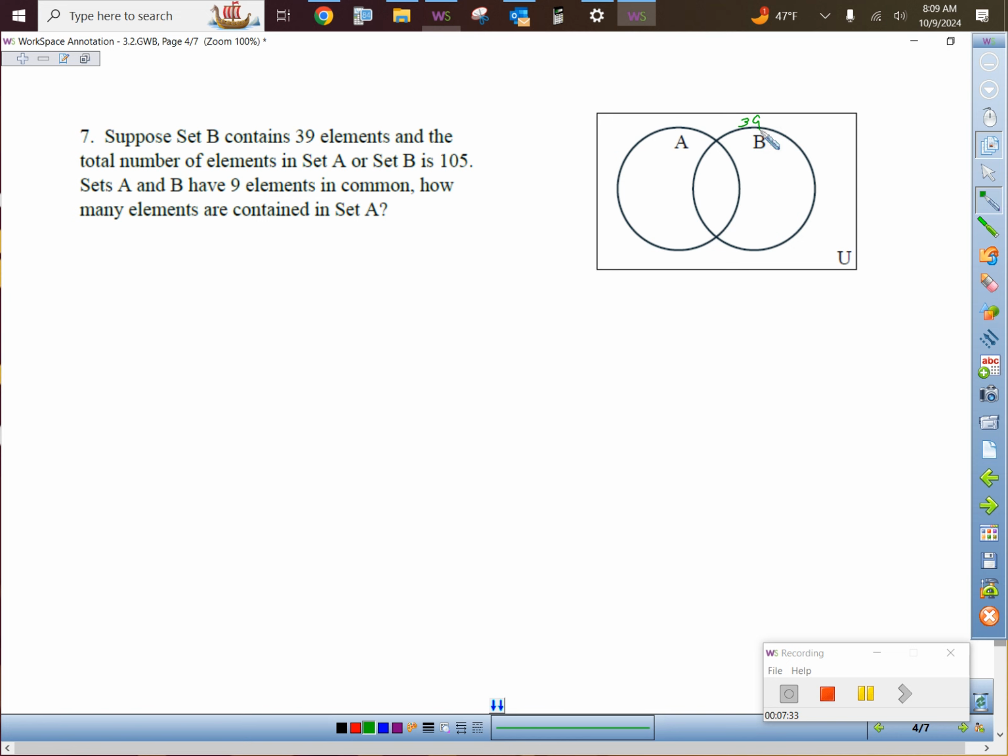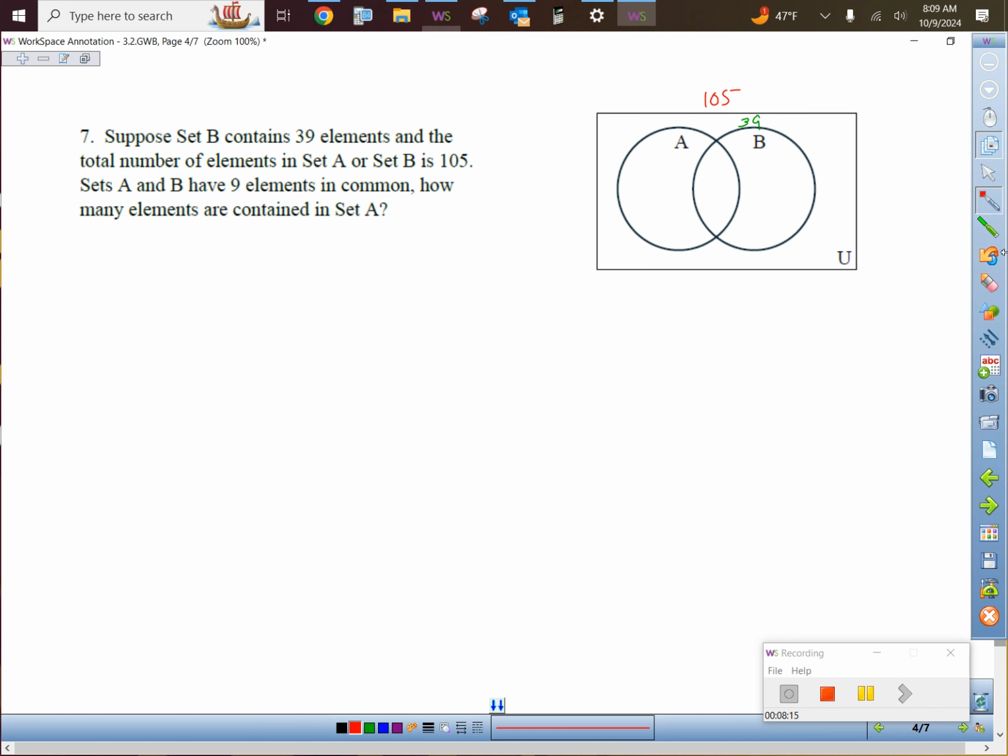It says, set B contains 39 elements, and the total number of elements in set A or B is 105. Or means union, right? Or is the English word for the union. So all of this unites together to be 105. Sometimes I write that at the tippy top. If I put A together and B together, I get the union. So that's anything in here, in here, or in the intersection. I have just shaded in the union of those two sets. So there's 105 in the union.